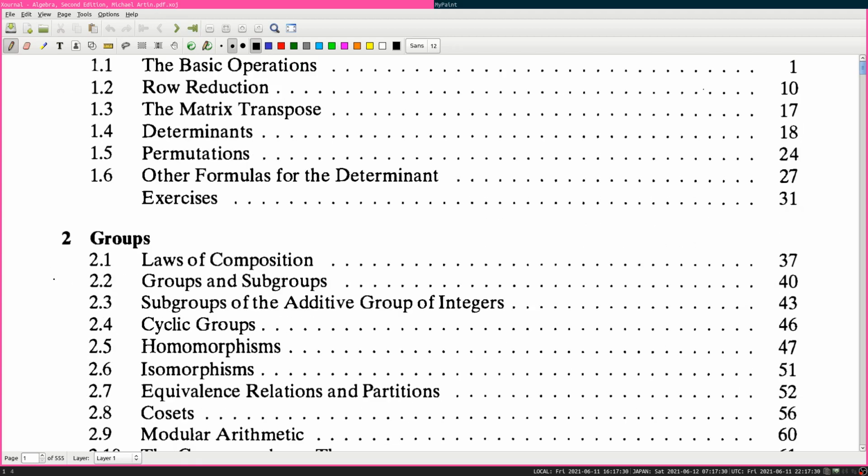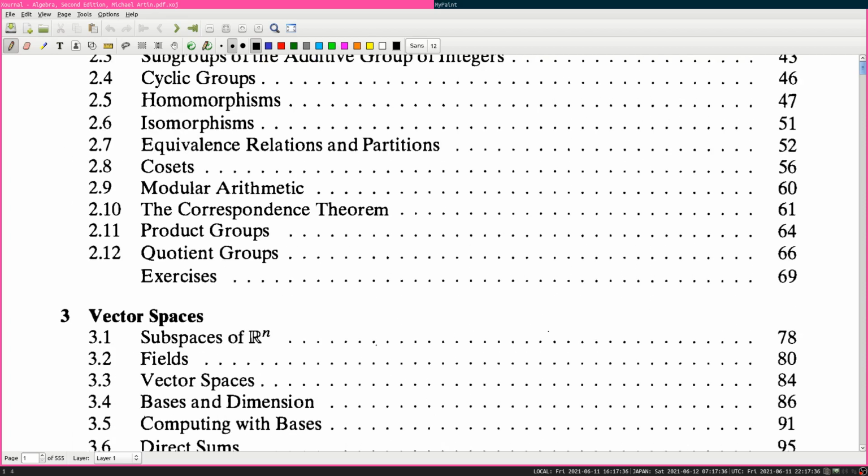Chapter 2 is groups, so the three fundamental topics in abstract algebra are groups, rings, and fields. So all about just basic stuff about groups.